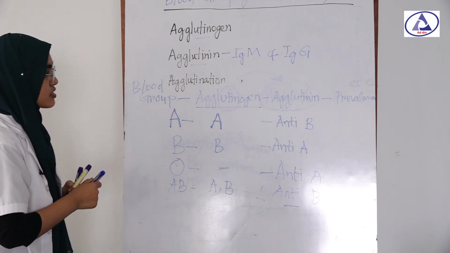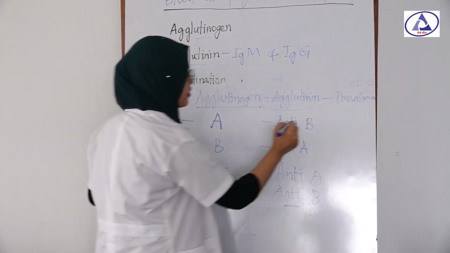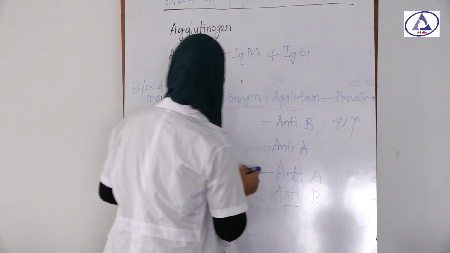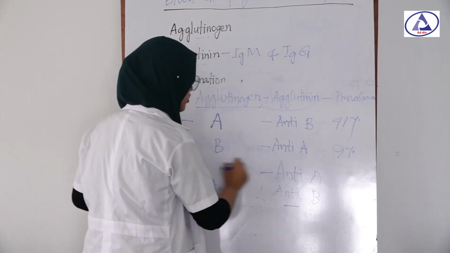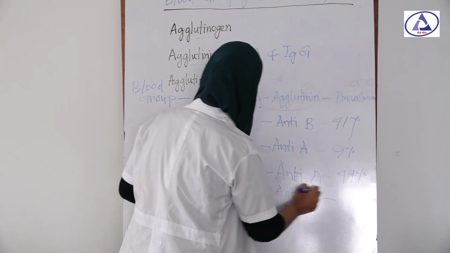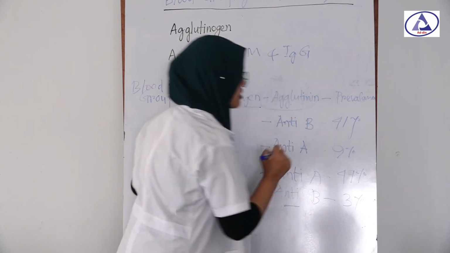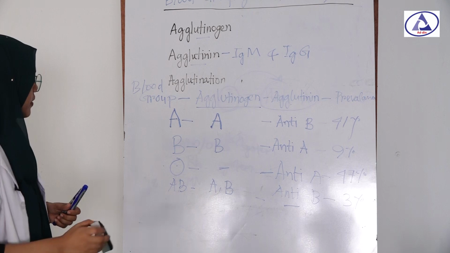What is the prevalence of these blood groups? Blood group A is 41%, blood group B is 9%, blood group O is 47%, and blood group AB is 3%.